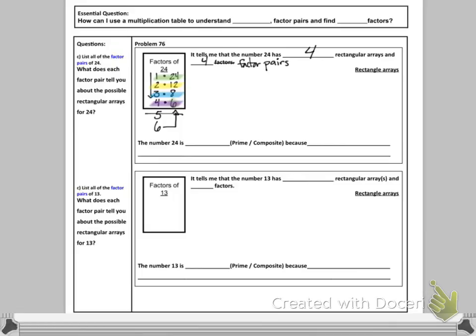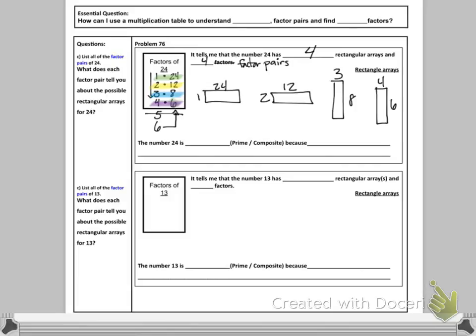In order to draw the rectangular arrays, we do not need to worry about tiles this time around. We are going to simply draw one rectangle and say it's 1 by 24. Please do not make 24 squares. We can also make 2 by 12, 3 by 8, and 4 by 6. There are our 4 rectangular arrays.